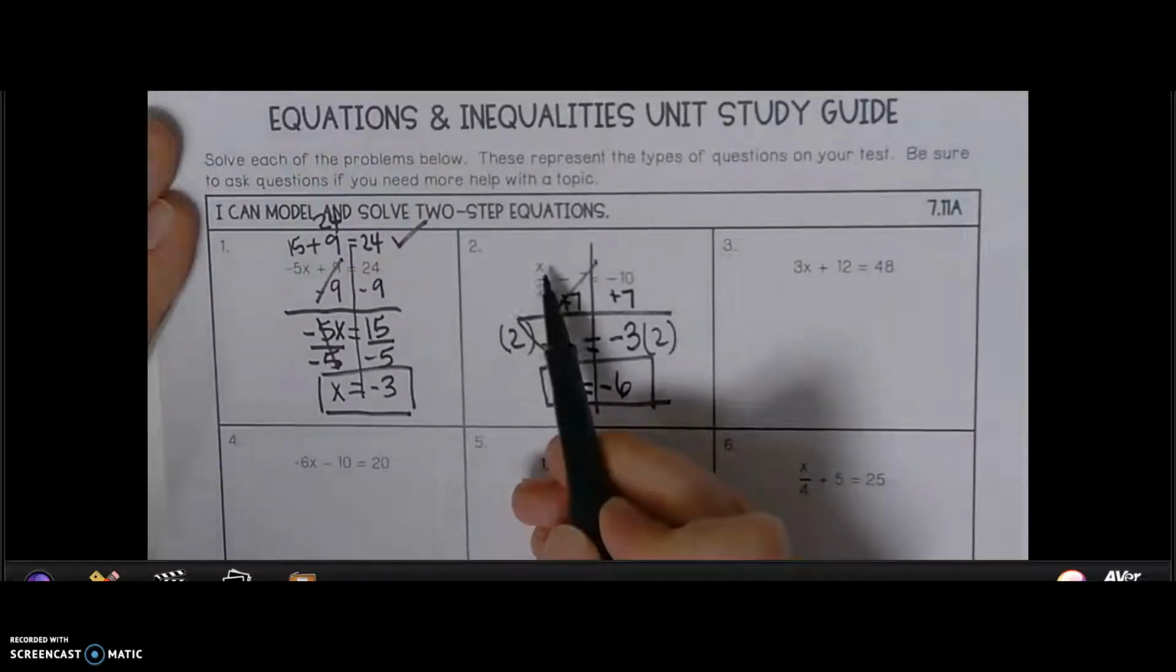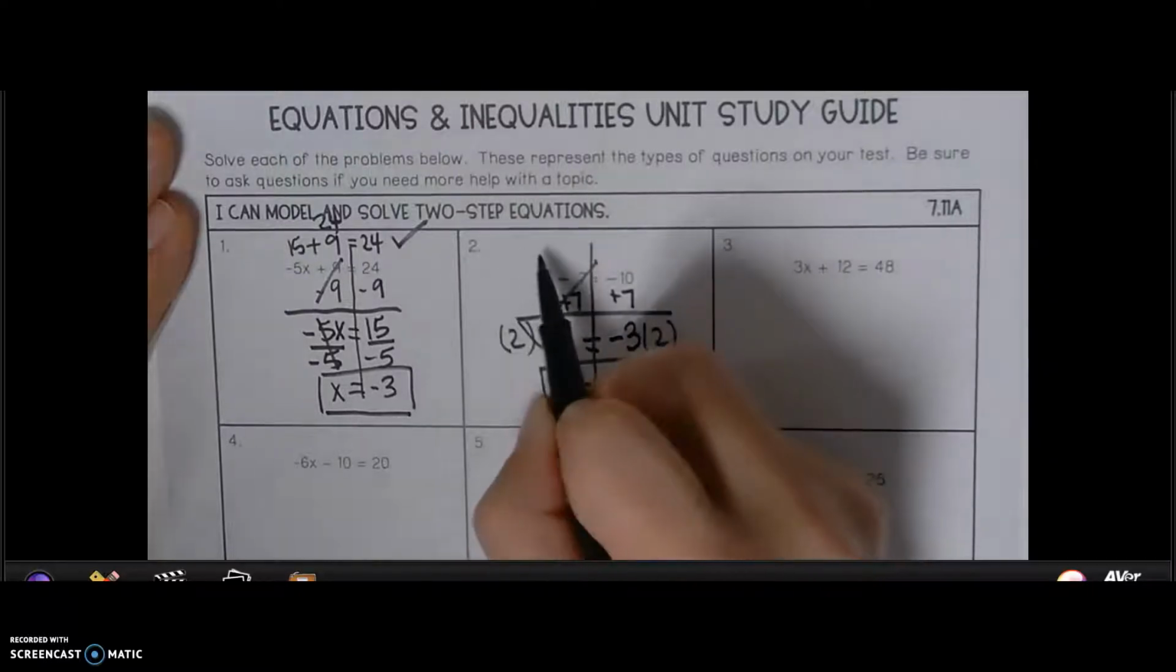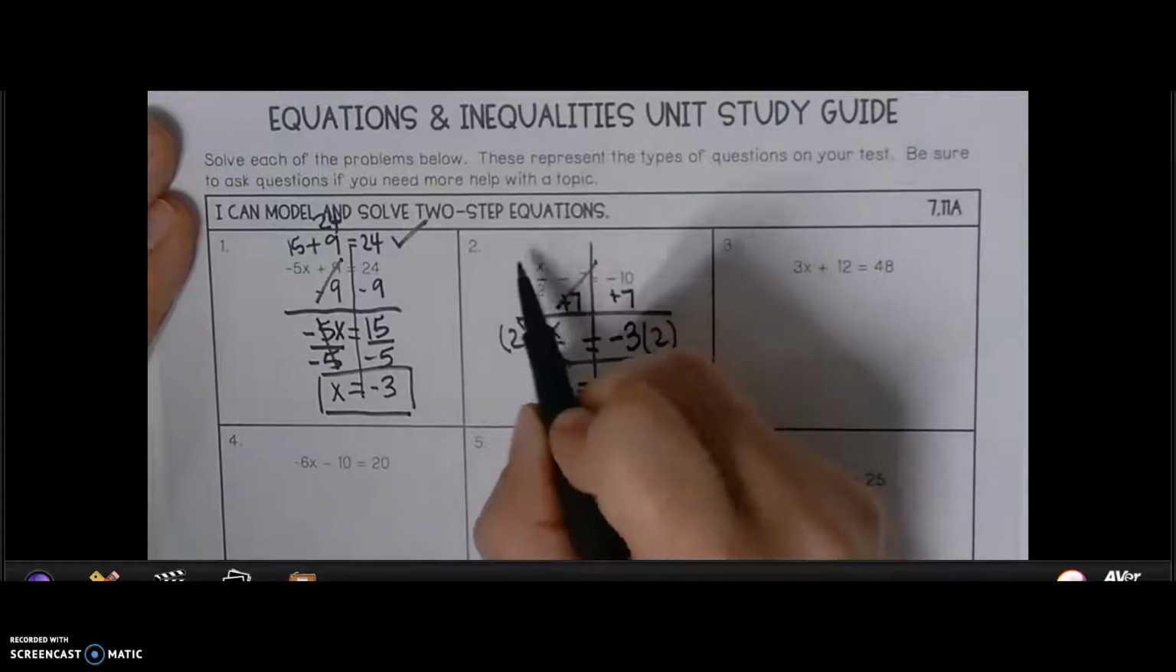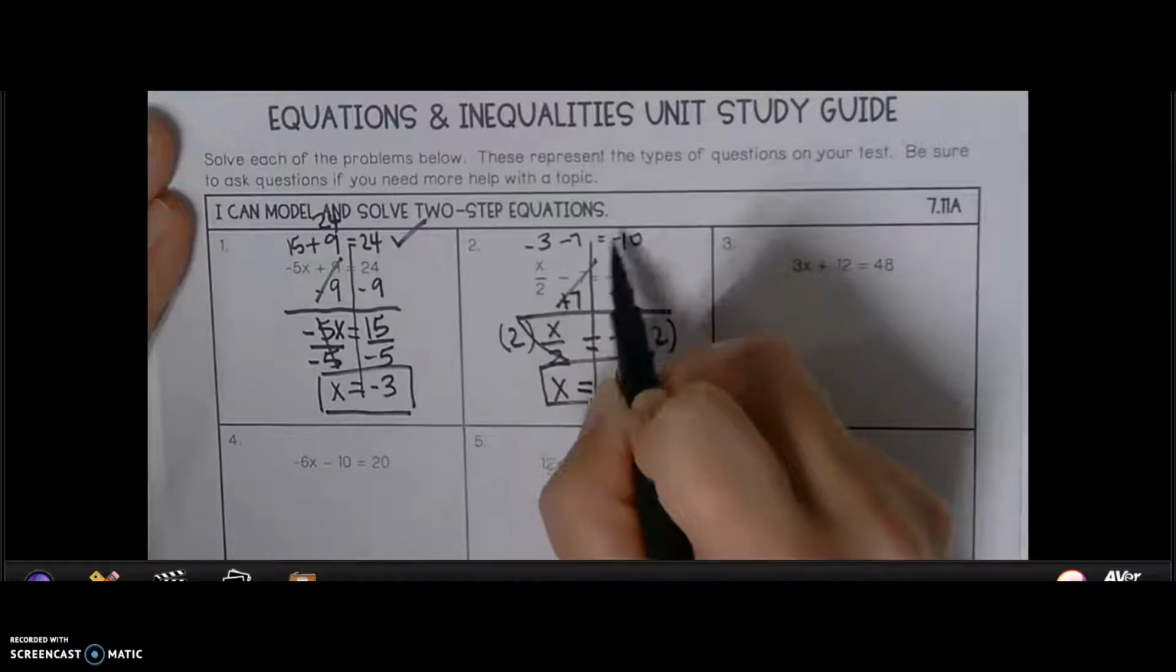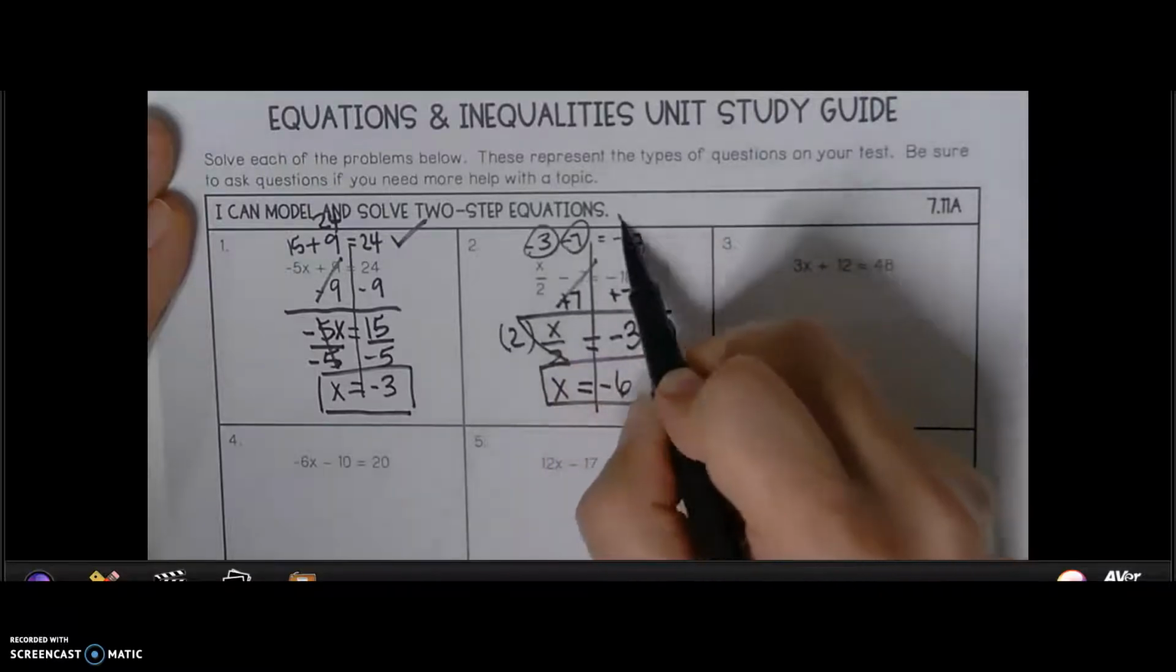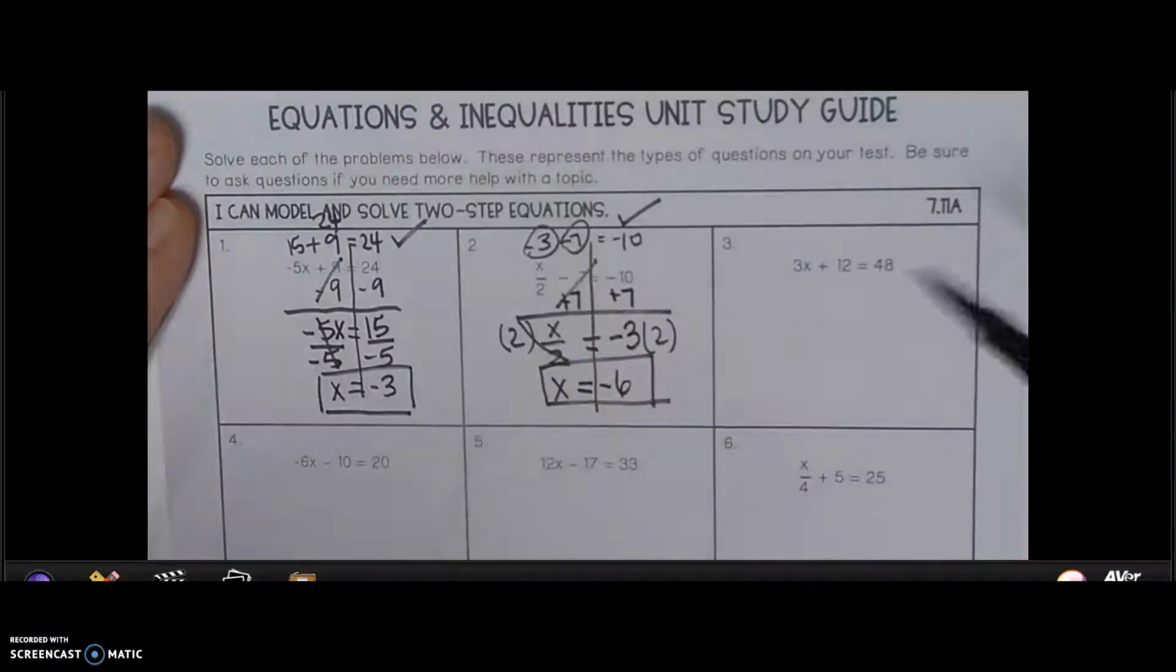Okay, and if I put negative 6 back into my equation, I will have negative 6 divided by 2, which would be negative 3, minus 7 equals negative 10, and I can just combine those two, and my equation would be balanced. Okay.